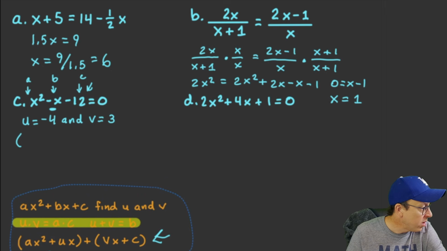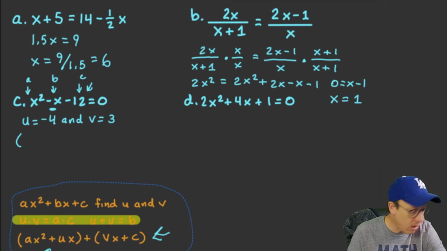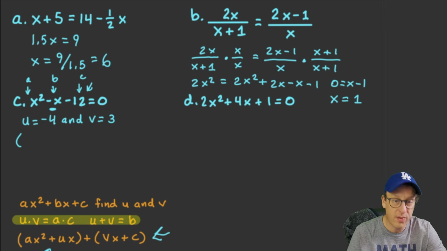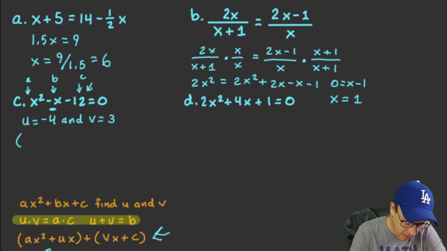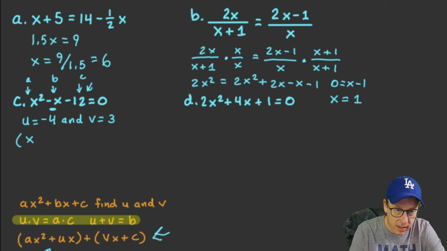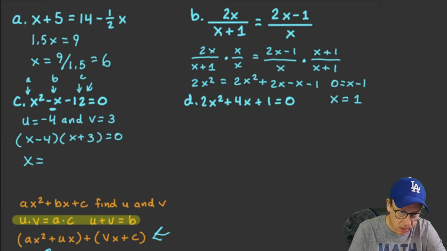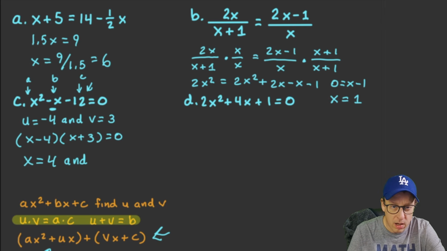There we are. So now that I know what u and v are, and I know what a, b, and c are, I can plug these values in here and further simplify this rather complicated problem. So this is going to be (x - 4)(x + 3) equal to 0. And that means that x is going to be equal to 4 and -3. Because that's the only way you can get those two values.